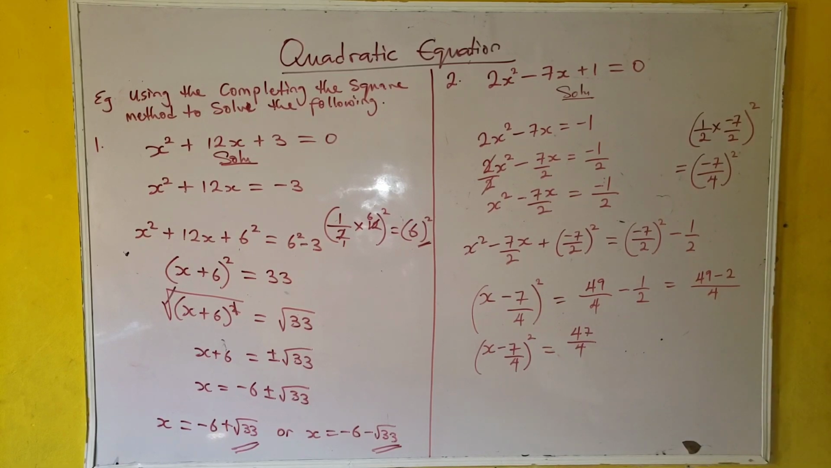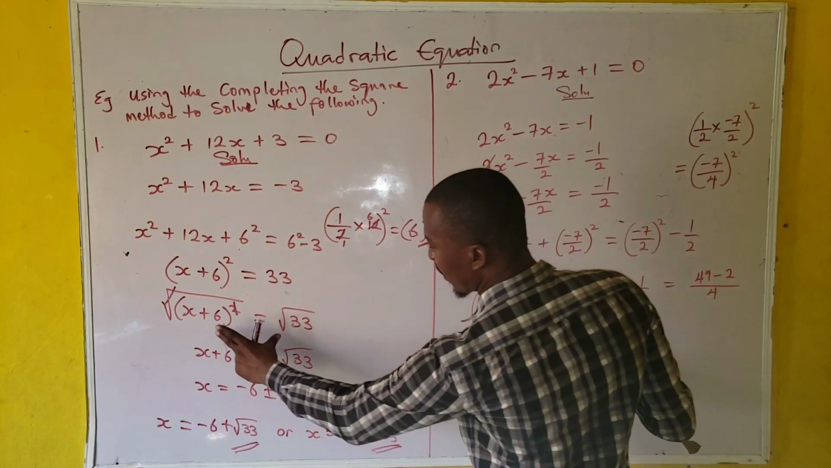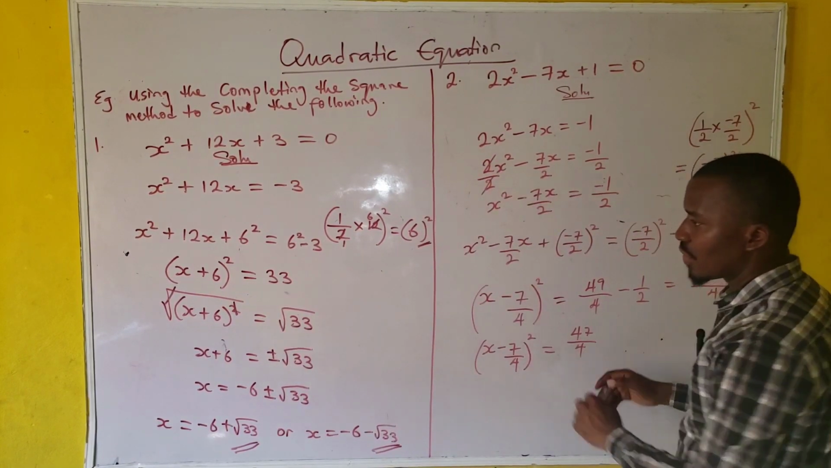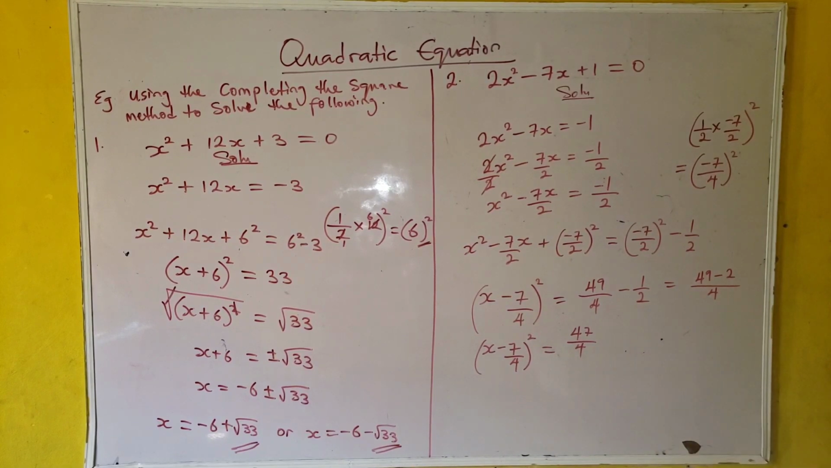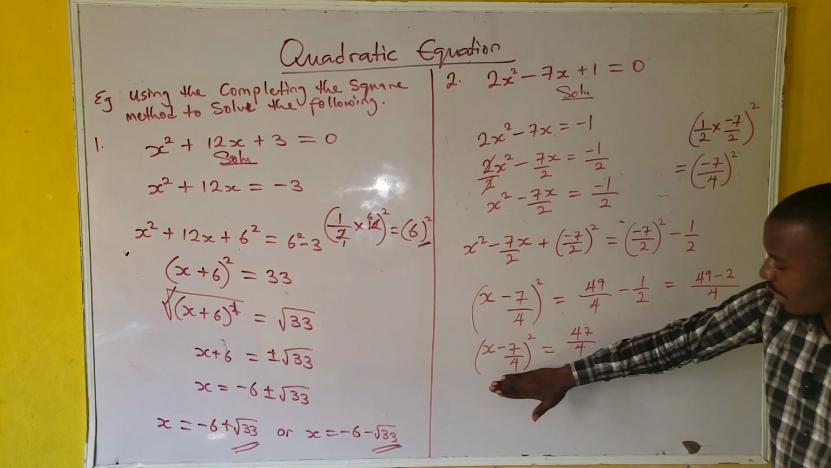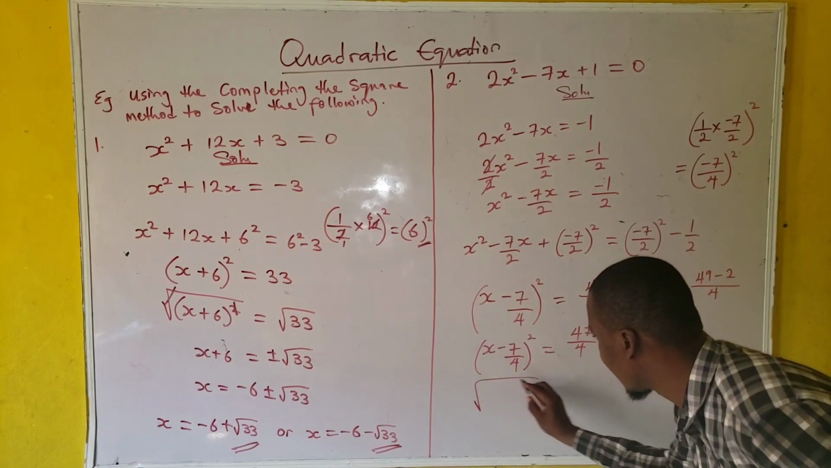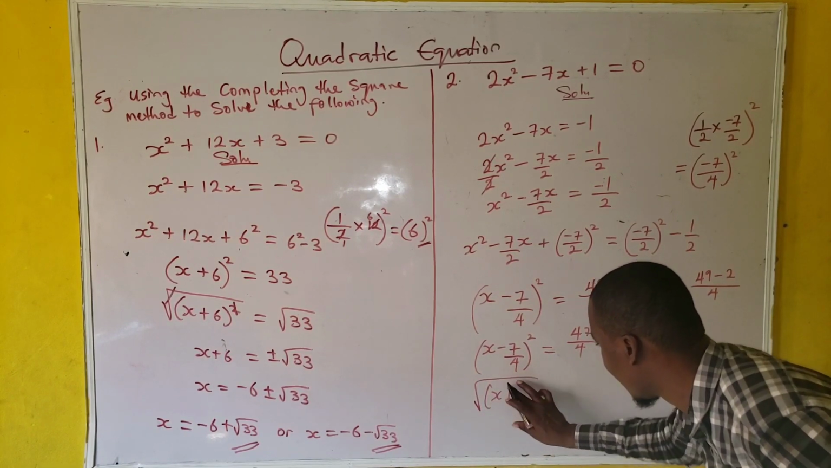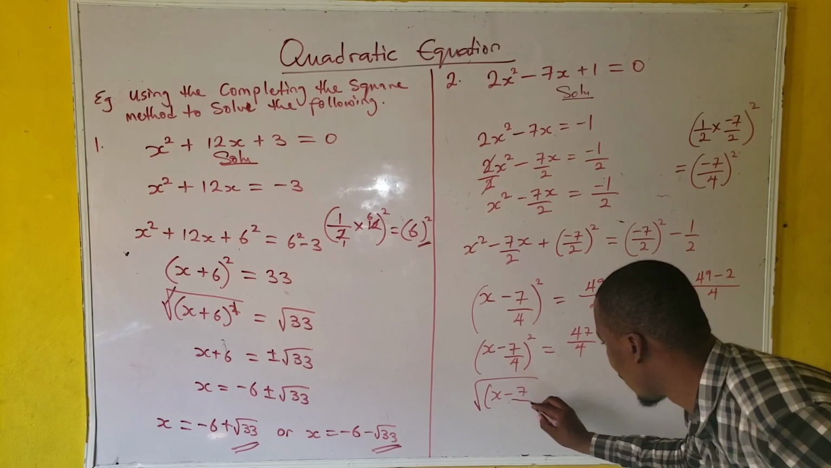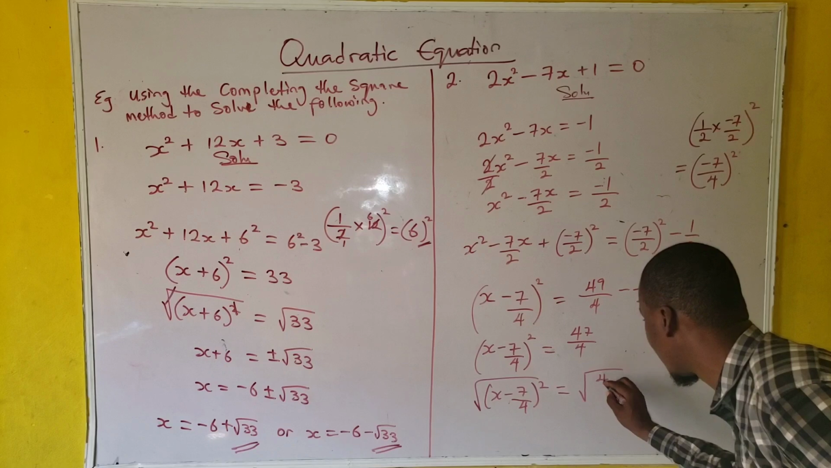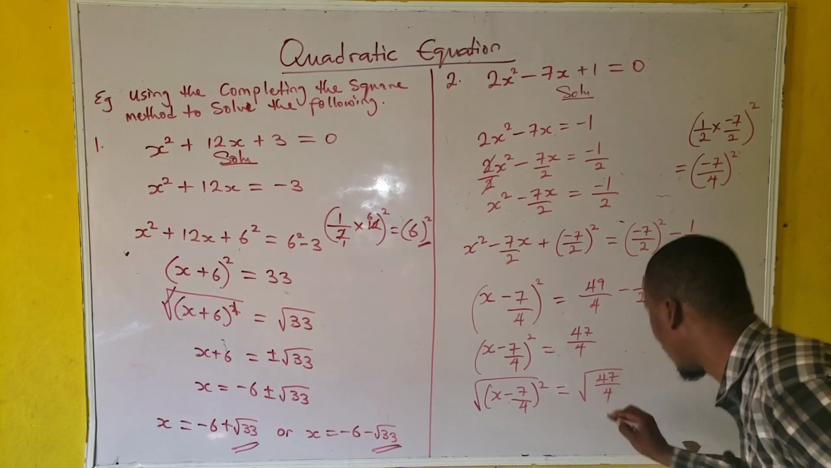So the next step, this is where we are now. Okay, so the next step now is to take square root of both sides. We are likely to clean this part of the board, so I believe you have copied that. So we take square root of both sides. So when you take square root of both sides, square root of (s minus 7 over 4) all squared equals square root of 47 over 4.